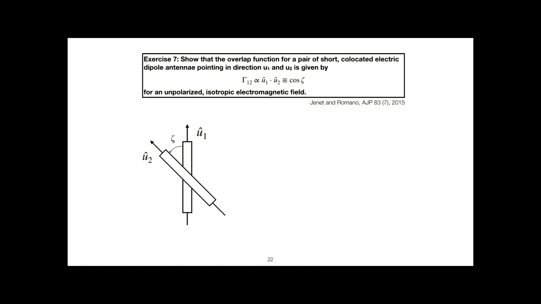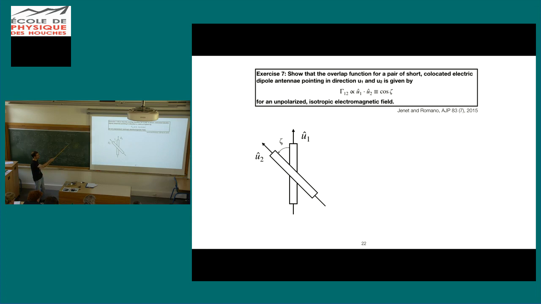One of the exercises that I gave you last time is to calculate the overlap function for a pair of short co-located electric dipole antennas that point in directions u1 and u2, separated by an angle zeta, for the case of an electromagnetic field which is unpolarized and isotropic. So you can play the same game that you would for a gravitational wave background for this electric dipole case. The assumption that the antennas are short allows you to work in the short antenna limit.